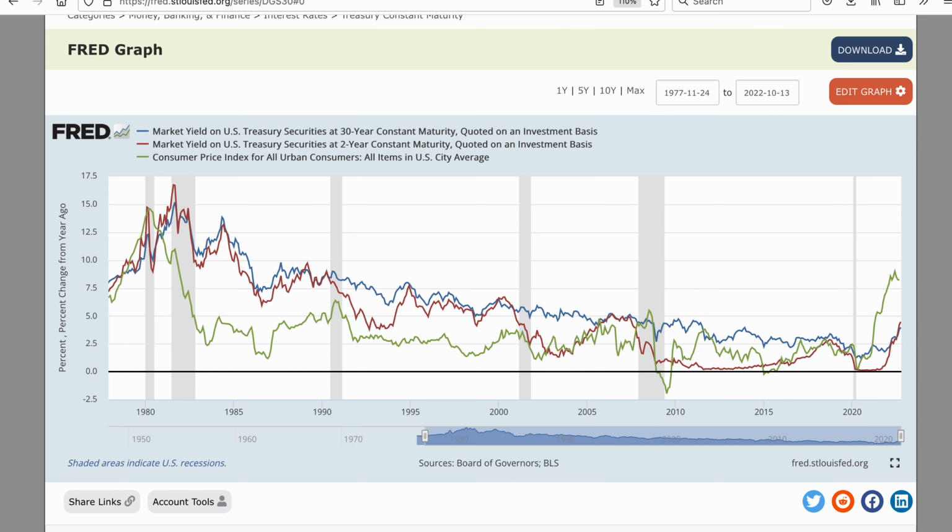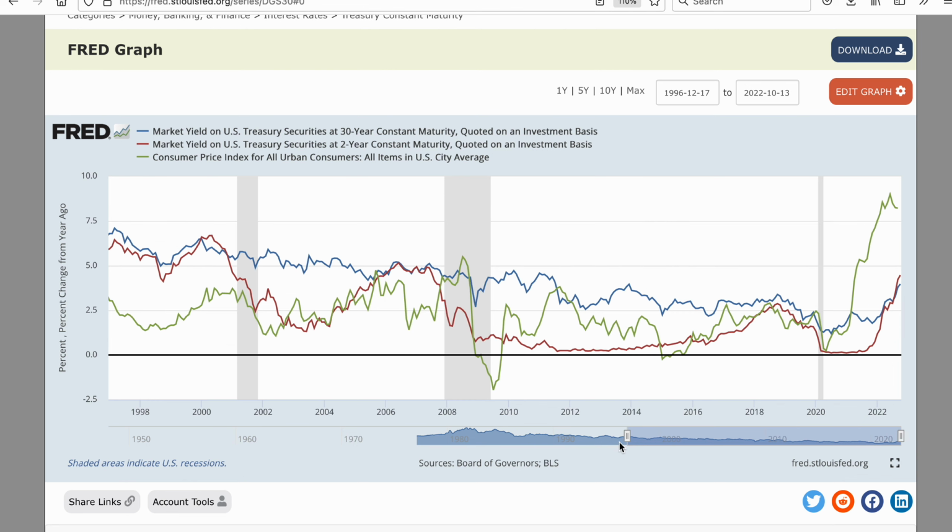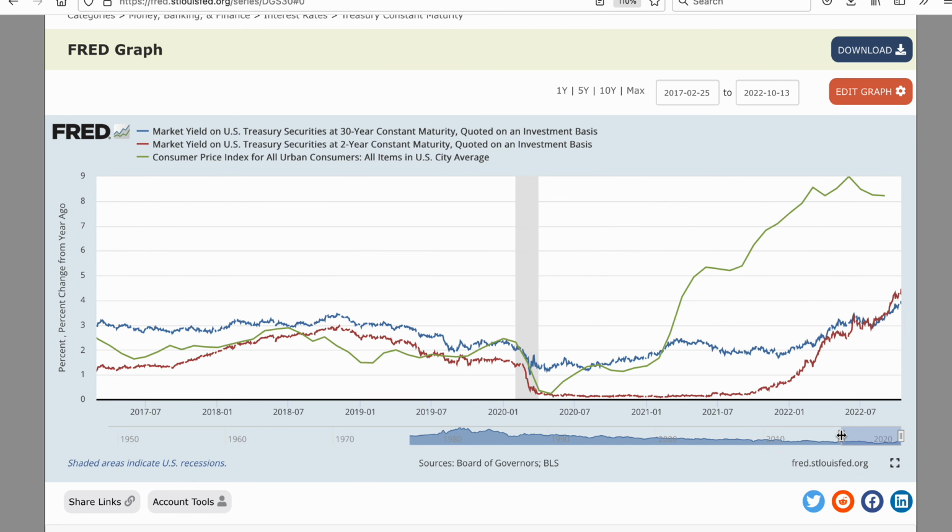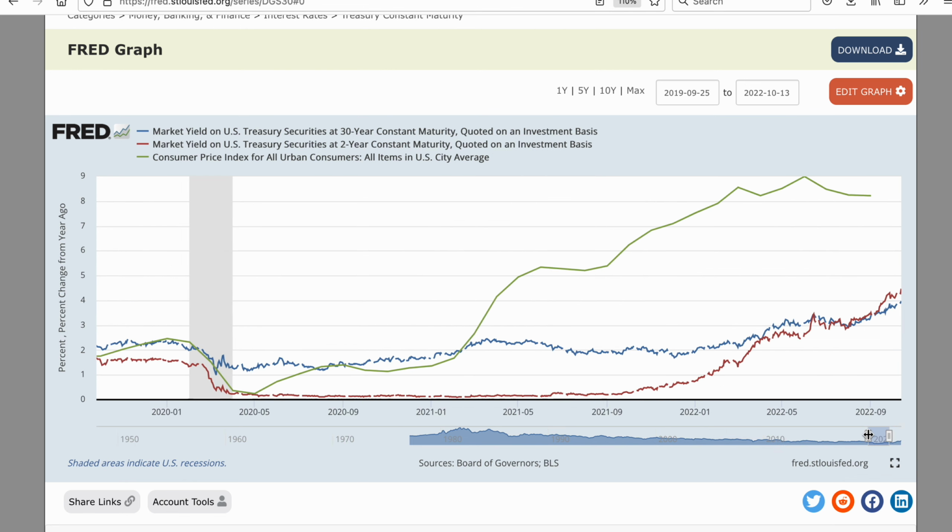Now, if you look here into recent history, and I could zoom into that if you want to look at it closely, the last year or two, look at that. That is dramatic. There's a huge, huge difference, probably the largest difference in history, where the Consumer Price Index is much higher than any of these market rates. So that's why the Fed needs to raise rates.